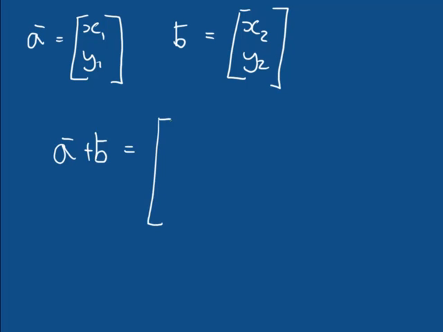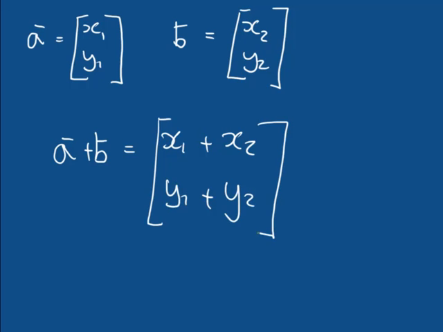vector, and the vector's components, the first component of our result, is equal to the first component of A added to the first component of B, so it's equal to x1 plus x2. The second component of our result is equal to the second component of A added to the second component of B, so it's equal to y1 plus y2. So this was our 2D case of vector addition.